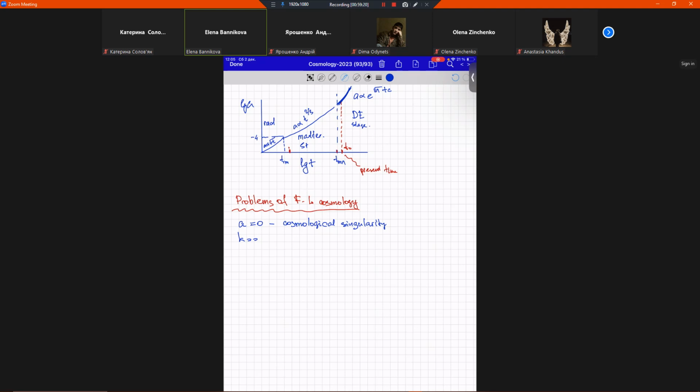The observational data give us that k equals 0. So omega 0 equals 1 plus or minus, I don't remember exactly the latest Planck value of the error, but let's consider WMAP, I remember it will be 0.02. You can find it on the internet.